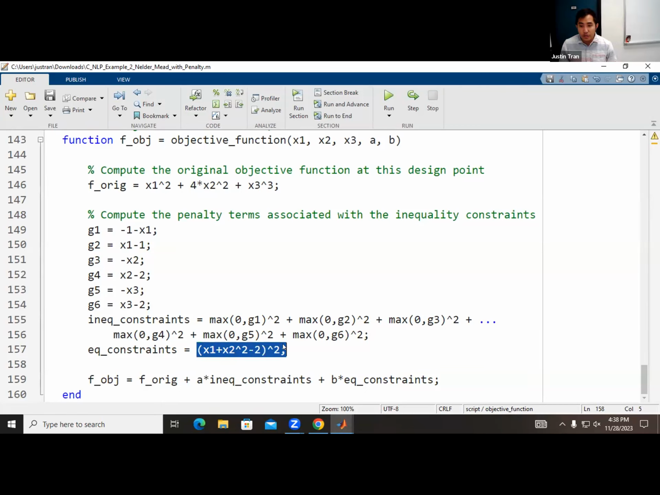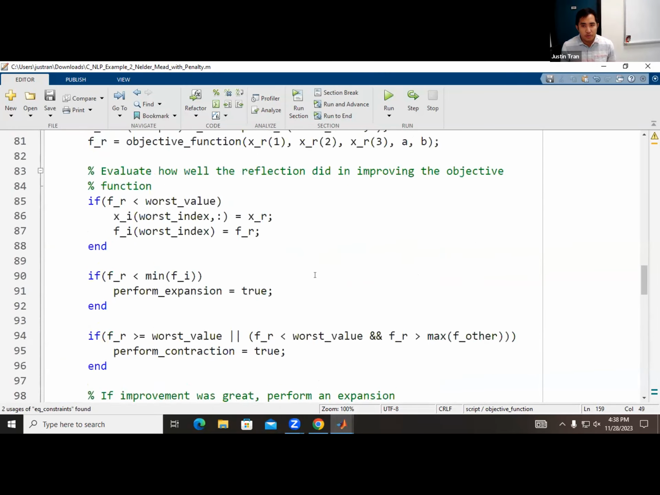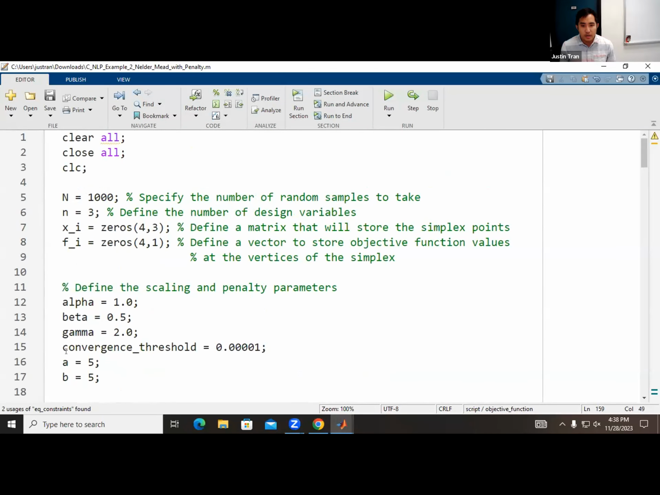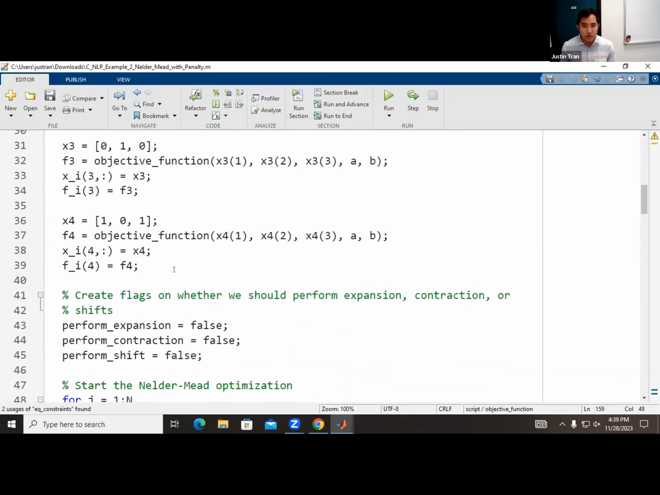And then we have one term for the equality constraint here. So we have (x1 plus x2 squared minus 2) quantity squared. Then our total objective function is going to be the original objective function plus a times all of the inequality constraint terms plus b times the equality constraint term, where a and b are the penalty parameters. I don't remember what I said for the penalty parameters here. Let's go check. So we said a is equal to 5 and b is equal to 5 here. Those are kind of just dummy variables. We're going to talk about the penalty parameters a lot more today.